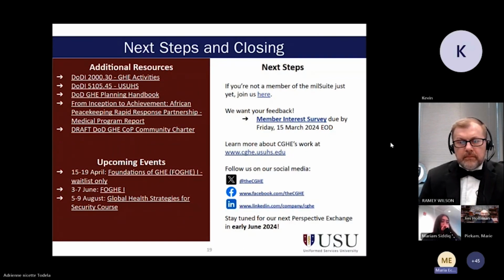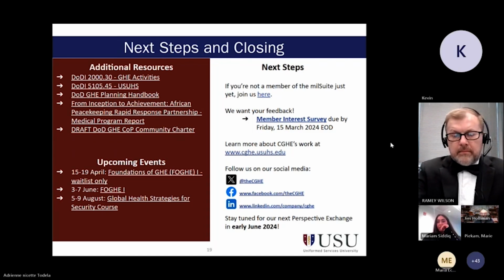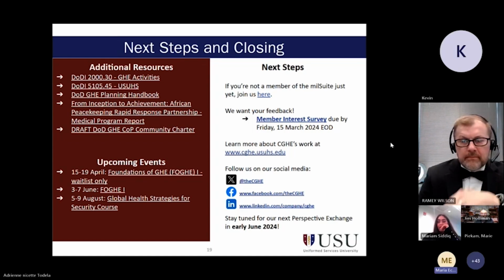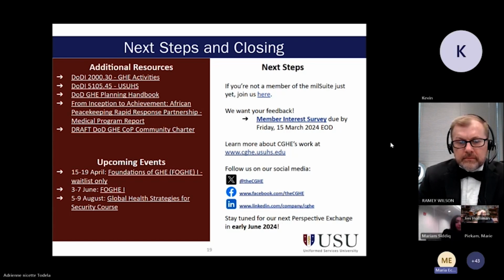Next, we have the From Inception to Achievement African Peacekeeping Rapid Response Partnership, also known as APRAP Medical Program Report. This report details the progress and outcomes of the APRAP medical program. Just a little background, the APRAP was a Department of State program that worked to build the capacity of African militaries to enhance their ability to support the United Nations, African Union, and other regional peacekeeping missions by way of developing enabling capabilities in the areas of logistics, engineering, medical, and command control and communications. All program efforts were designed to be full capability packages, which included equipment-related training, and training on required skill sets.